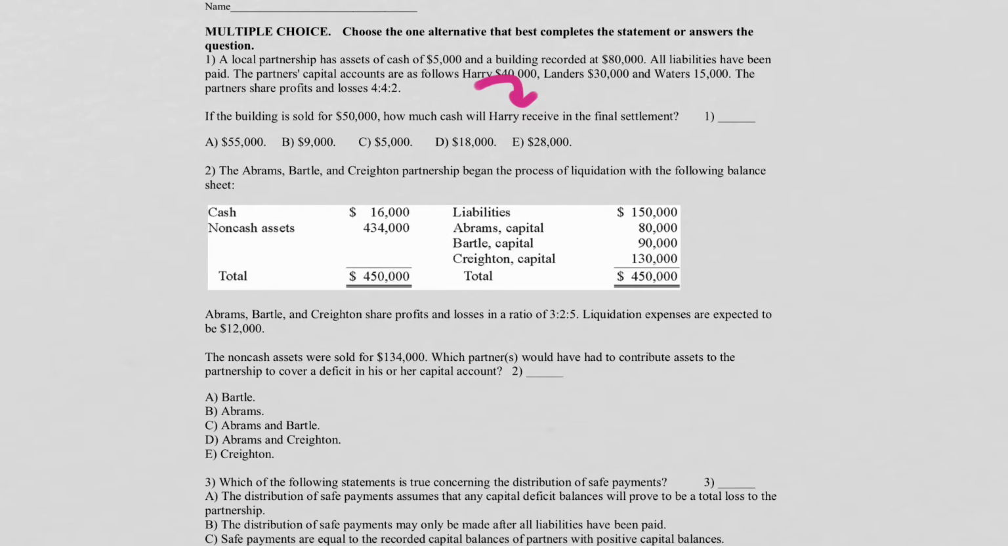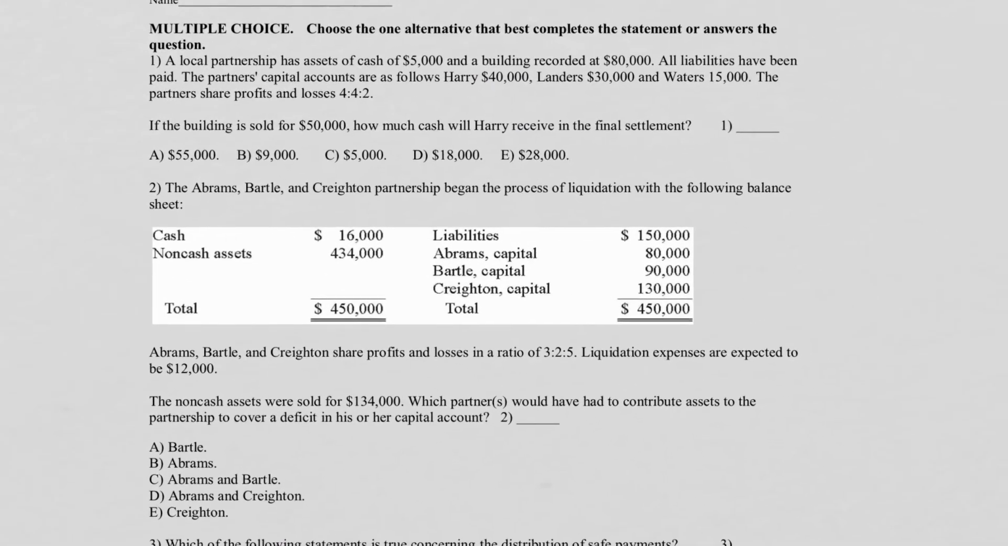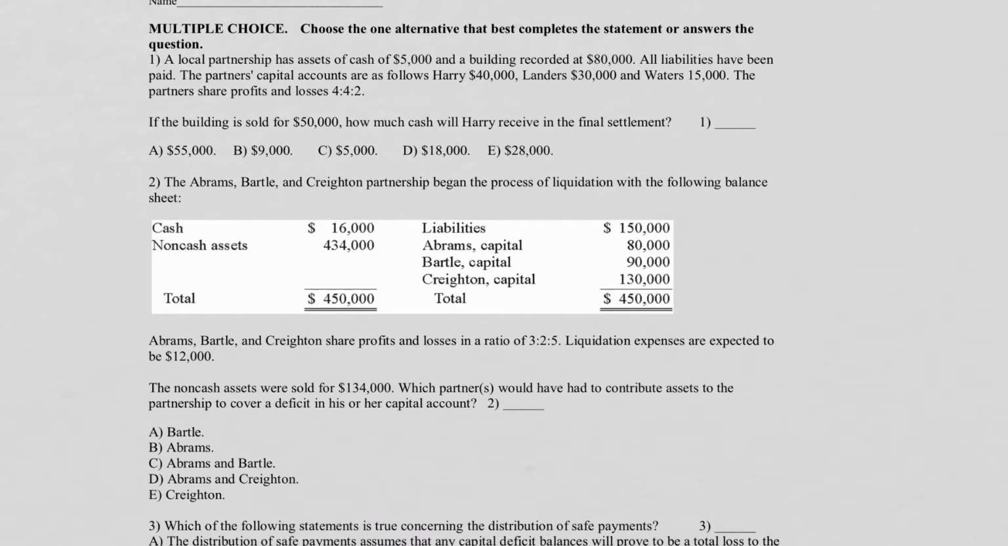Liquidation here. Liabilities have been paid. Partners' capital accounts are given, and they're going to share a ratio of profits and losses. So, what if the building sold for 50? How much will he receive? So we have 5 in cash. Let's start with that. We've got 5 in cash. Sell for 50. We'll have 55 in cash.